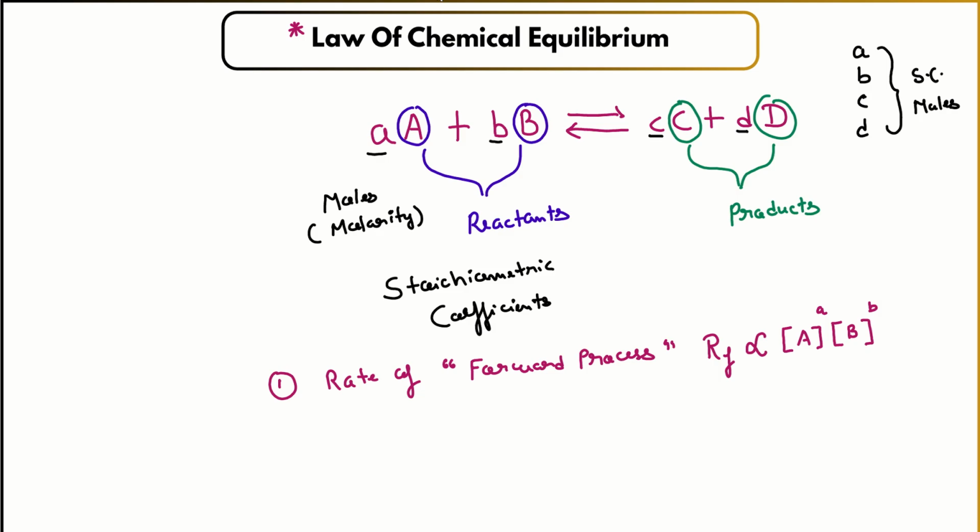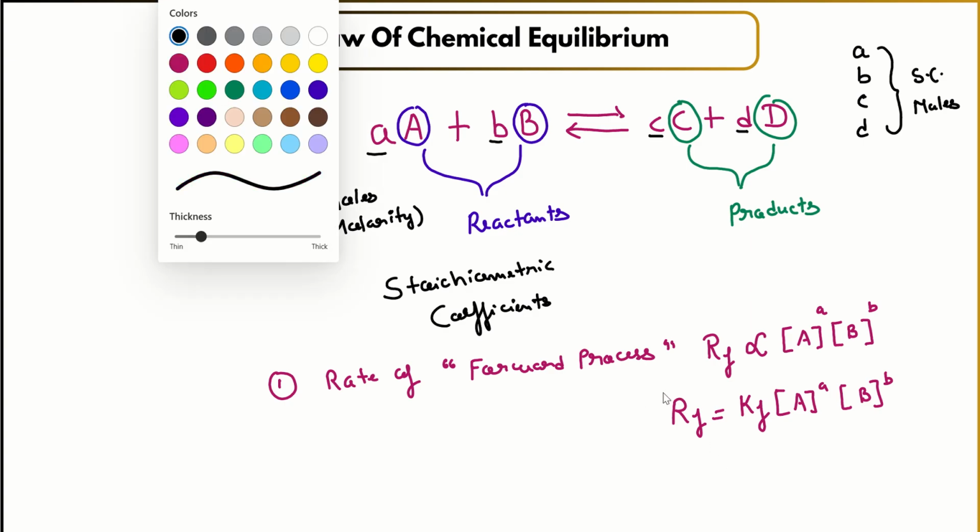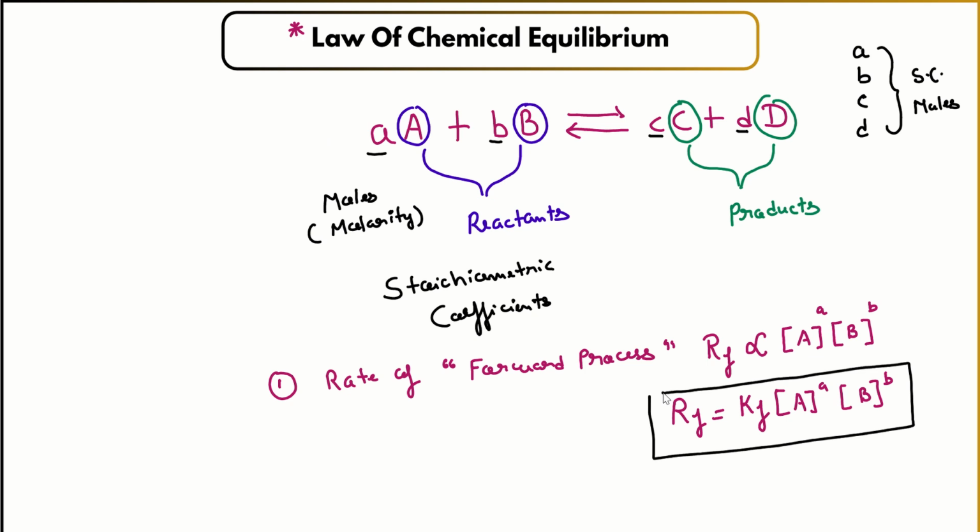Now guys, come back to this topic. If I need to find out the rate of forward process, I will take a constant known as kf. You have to use a constant kf. So it will be kf [A] to the power small a and [B] to the power small b, and we will take this as our equation 1.